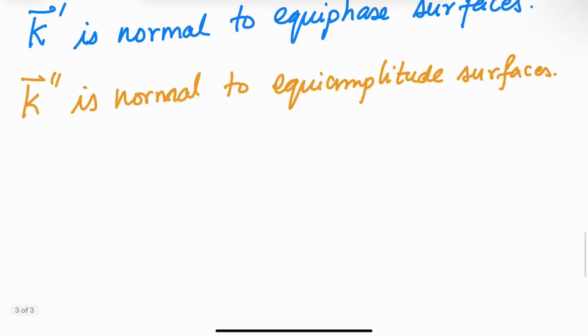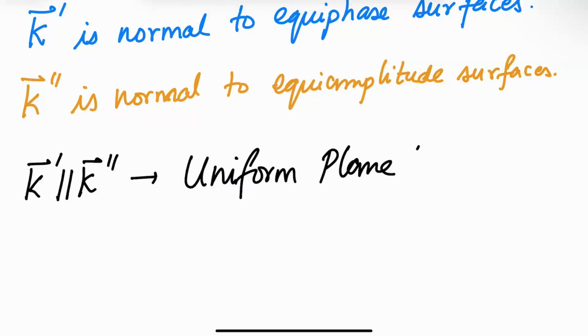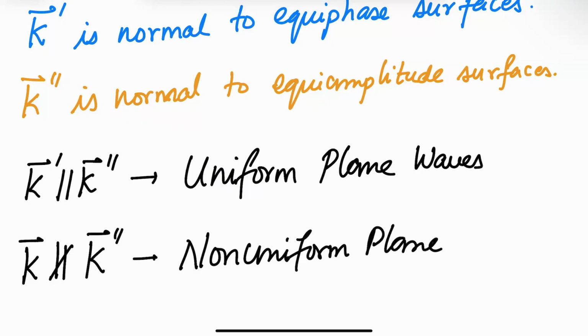Okay, so with this, you can define something. When k prime and k double prime are in the same direction, those are called, or I should say, not ordinary, they're called uniform plane waves. And when k prime is not in the same direction as k double prime, those are called non-uniform plane waves.